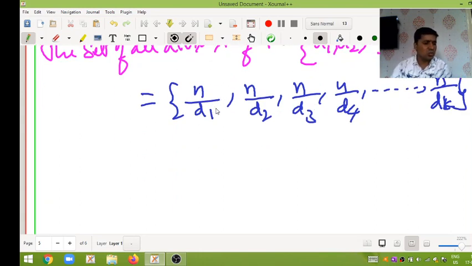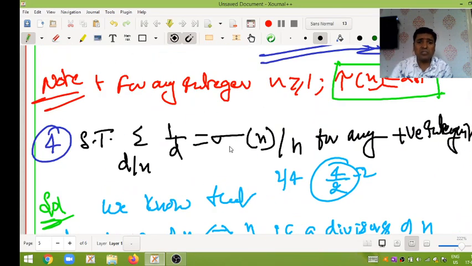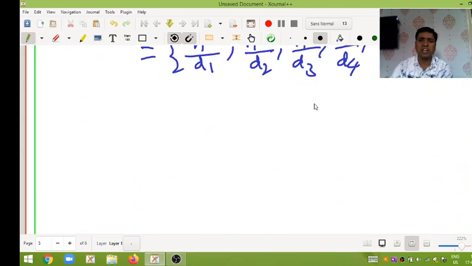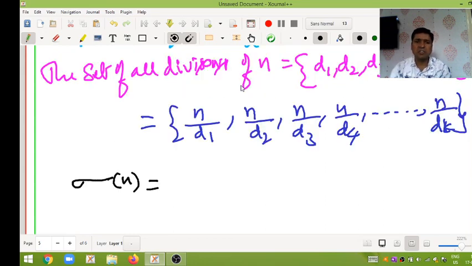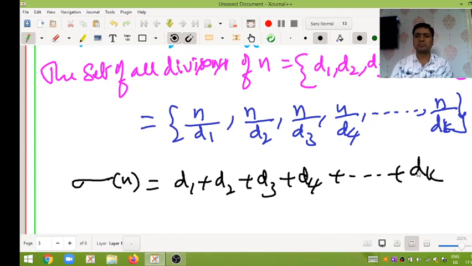Now what do you want to do? We want to find the value of sigma of n. What is meant by sigma of n? Sigma of n is nothing but the sum of all divisors. Here, the divisors are d1, d2, d3, and so on, so we will take the sum: d1 plus d2 plus d3 plus d4 plus, and so on, plus dk, my dear friends.